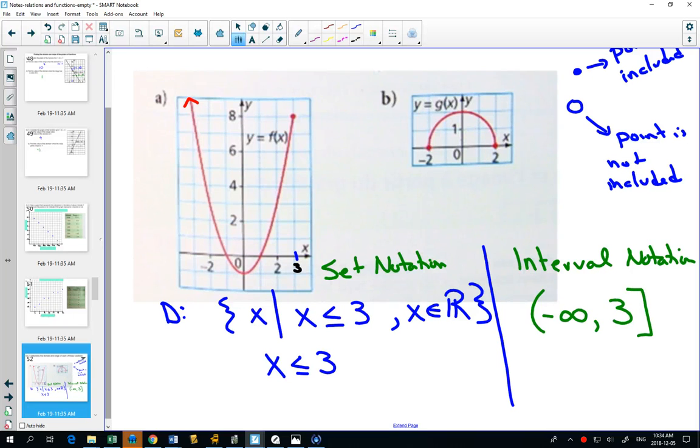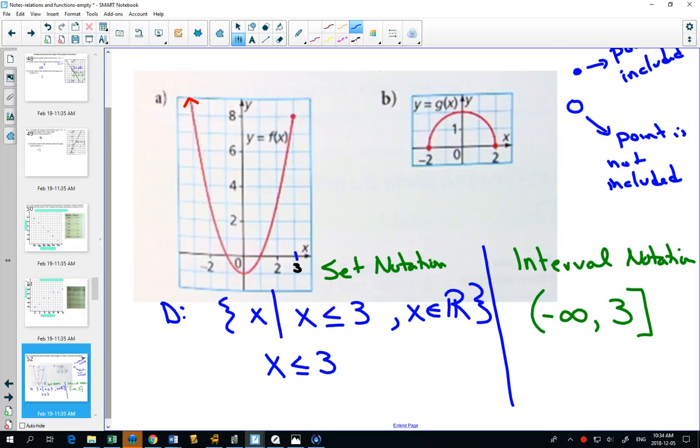And we use a square bracket when something is included. Since 3 is included, we use a square bracket. When something's not included, we use a round bracket. And with infinity, we always use a round bracket because, can you include infinity? It's kind of an abstract concept to begin with, so we use a round bracket.